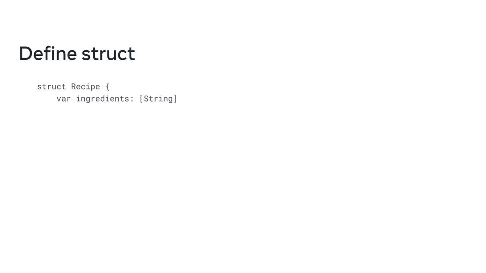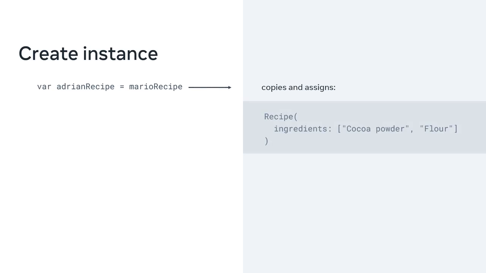Let's review an example of how this scenario can be presented in code using structs. First, you define a recipe structure with an ingredients property of type string array. Then, you create a recipe instance with cocoa powder and flour for the ingredients parameter and assign it to a Mario recipe variable. Next, you assign the Mario recipe variable to a new variable called Adrian recipe. This copies and assigns Mario recipe's value to Adrian recipe.